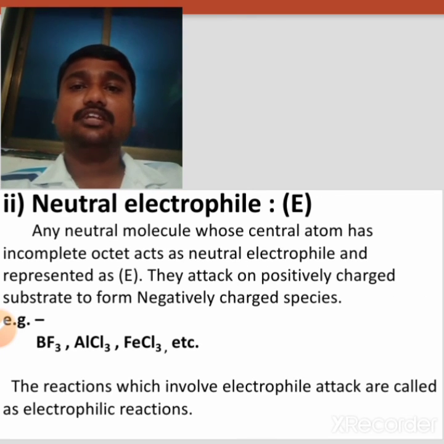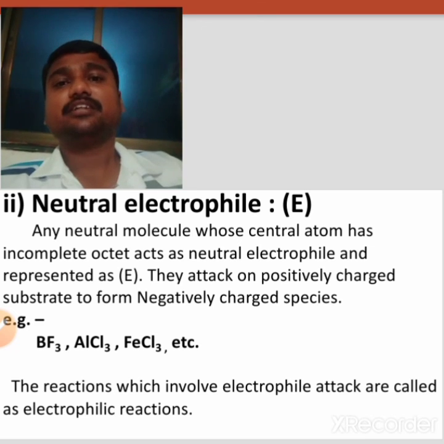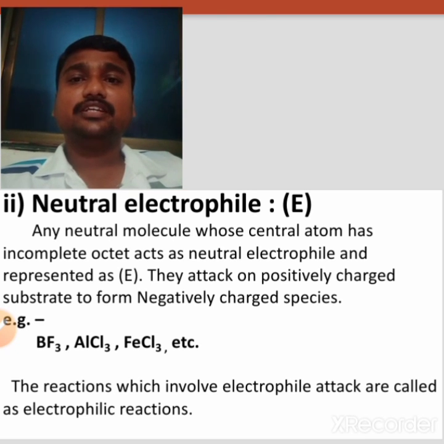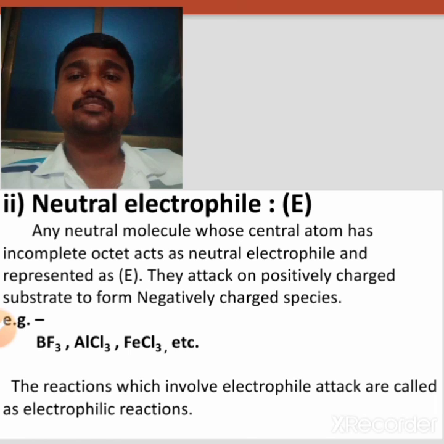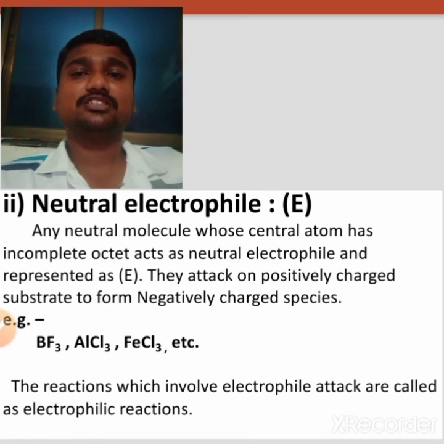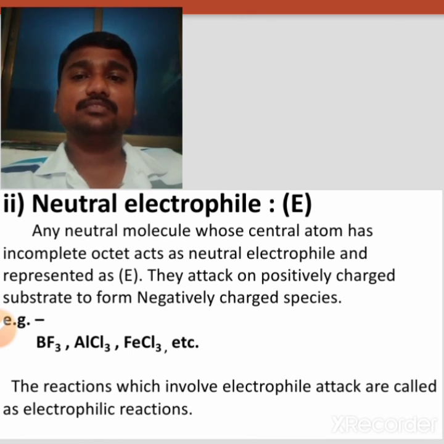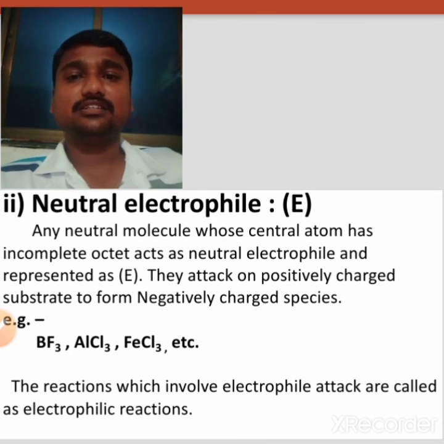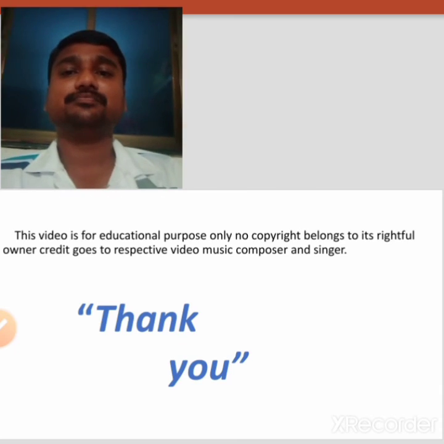Then second, neutral electrophile. It is indicated by capital E. Any neutral molecule whose central atom has an incomplete octet acts as a neutral electrophile and is represented as capital E. They attack negatively charged substrate to form negatively charged species. For example, BF3, AlCl3 are examples of neutral electrophile. The reactions which involve electrophile attack are called electrophilic reactions.